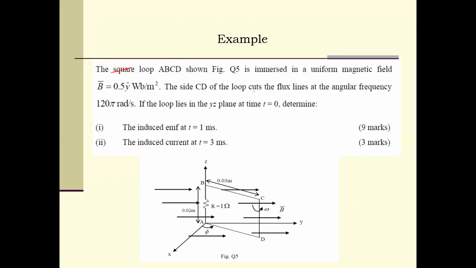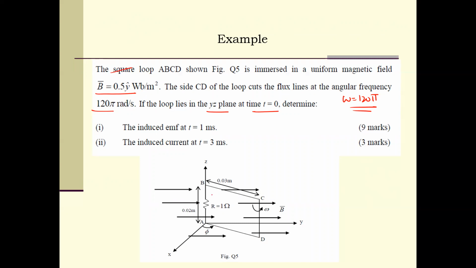Okay, the side CD of the loop cuts the flux line at the angular frequency of 120 pi radian per second. Okay, which means that your omega is equal to 120 pi, the angular frequency, yeah, radian per second unit. If the loop lies in the YZ plane at time t equal to 0, so YZ plane is here, yeah, at time t equal to 0, determine the induced EMF at t equals 1 millisecond. Okay, so we are given the B. B is said to be a static field because there is no time variation.